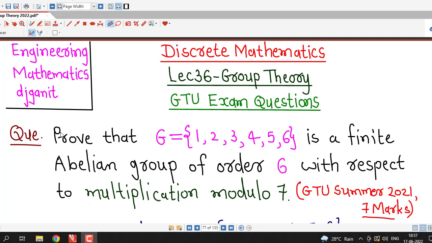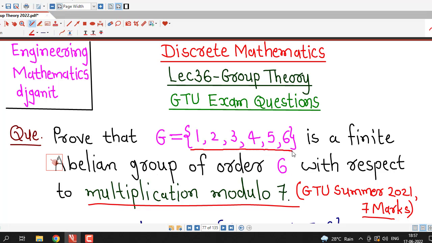In this lecture also we will discuss one more question on group theory which was asked in GTU Summer 2021 exam for 7 marks. Here the question is about proving that the given set is a group with respect to the binary operation multiplication modulo 7. The set has 6 elements 1, 2, 3, 4, 5 and 6. So this is a finite set and we have to prove that this G is an abelian group of order 6 with respect to multiplication modulo 7.